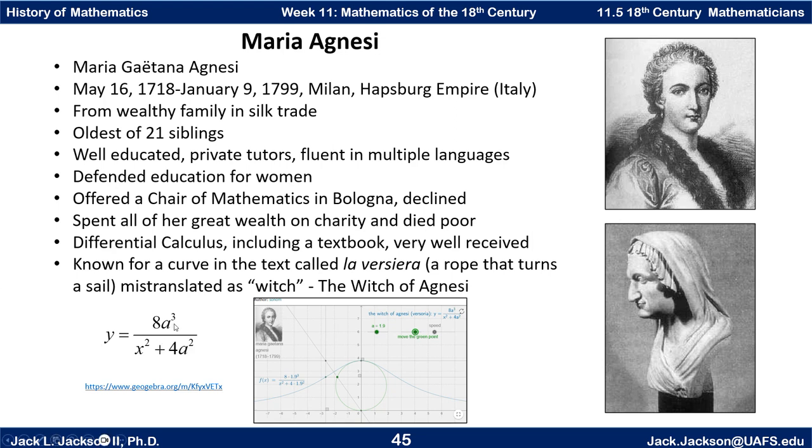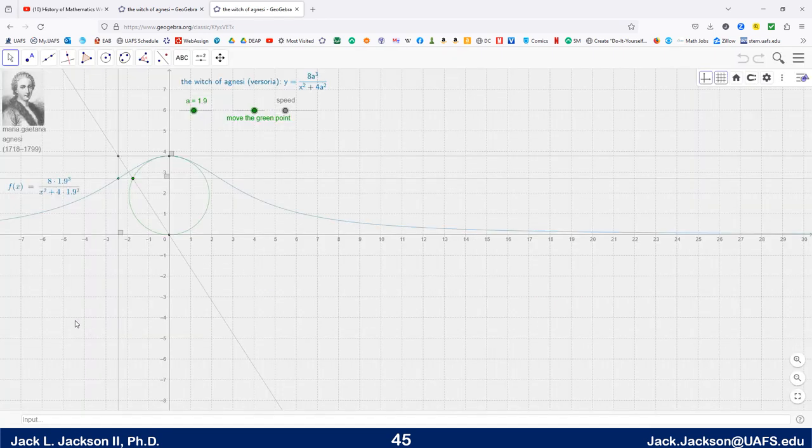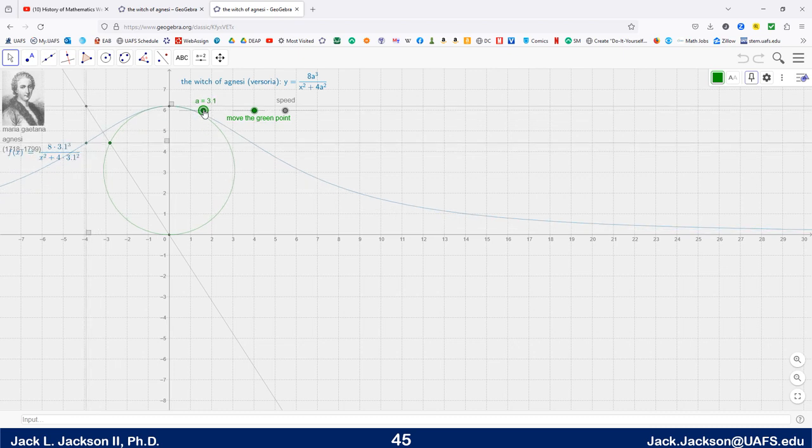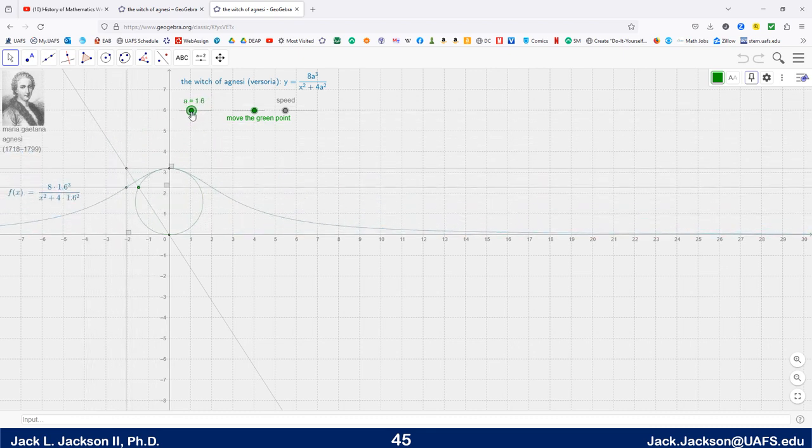Y equals 8a cubed over x squared plus 4a squared for different values of a. And here's a visual of it. And let's go here and see if we can go to this. Here's a GeoGebra applet that someone put together here, and you can see the curve here. You can change the value of a to see how that gets the various curves in this family.